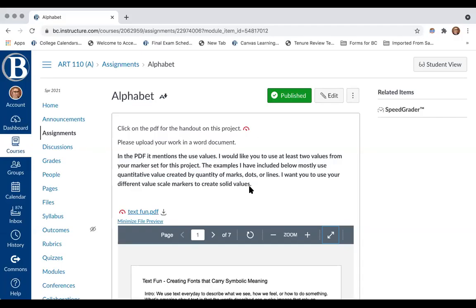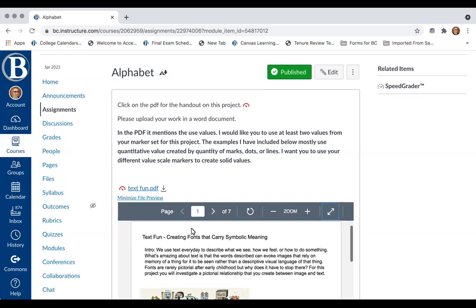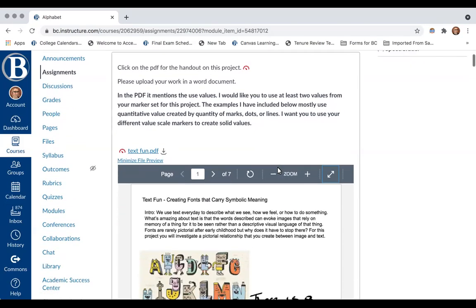Hi, everybody. So your next project is going to be this alphabet project. It kind of employs some of the things that we've already been doing with text. So just a quick note here. In the PDF, I mentioned the use of values.